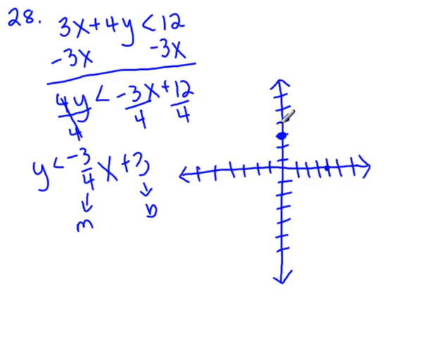Of course, I could have also gone up 3, 1, 2, 3, and left 4, 1, 2, 3, 4. And that would be on the same line, of course. You don't have to do both of them, but I like that extra security of knowing my line's going to be relatively straight.